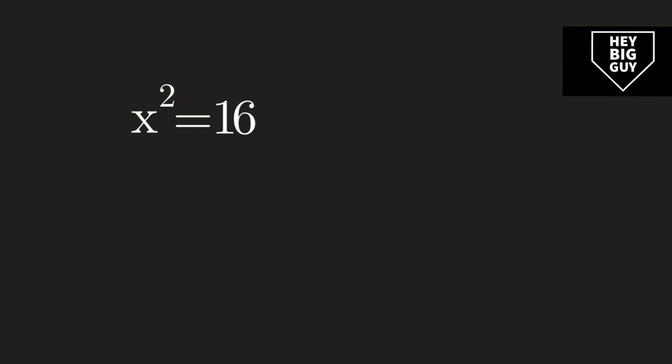To solve by square root property, whatever is being squared has to be by itself on one side of the equal sign. And if you look right here, see that right there? That x squared. The x is what's being squared. That x squared is all by itself on the left side of that equation. This thing is ready to go.